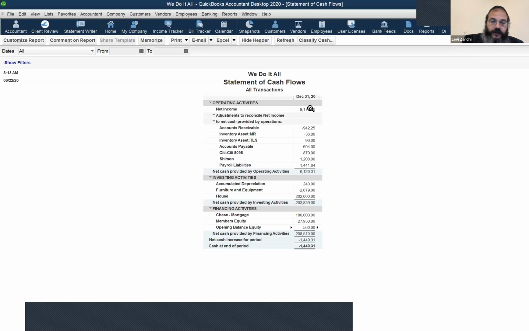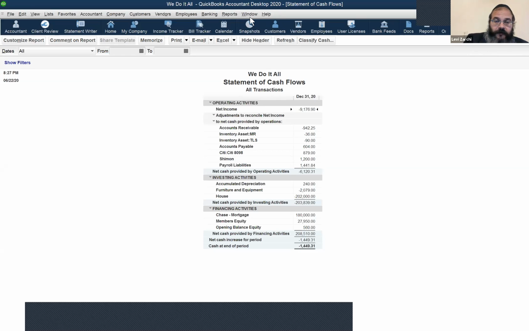So there are three sections you'll see in gray. First of all, to point out, there's operating, investing, and financing. So what is operating? Our regular course of business, which is our sales, whether it's merchandise or services. We are running a net income of 9,176.